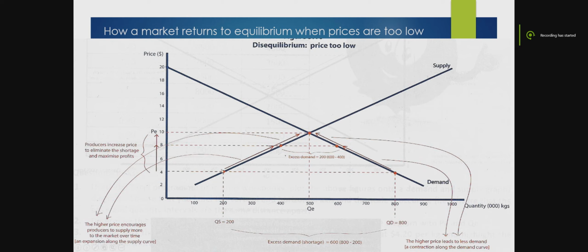This point here is known as disequilibrium, and as we expand the supply curve and contract the demand curve, we return to the equilibrium point. This is how we go from disequilibrium to equilibrium. Prices rise because of a bidding war until eventually we hit equilibrium.